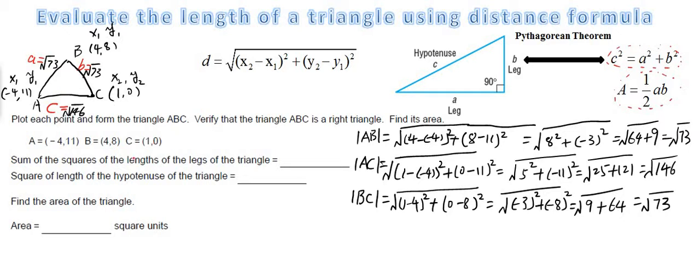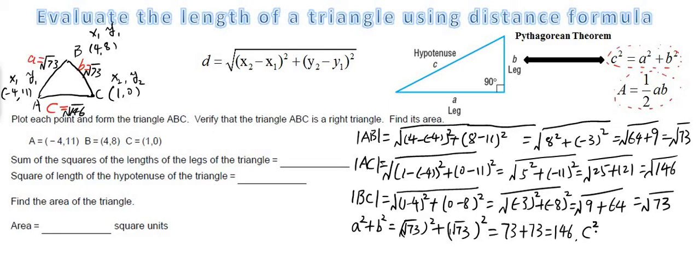Now we can check this formula: A squared plus B squared, whether it is equal to C squared. So we check A squared plus B squared. A is the square root of 73. B is the square root of 73. Right? 73 plus 73 equals 146. And how about C squared? C squared equals the square root of 146 squared, which is 146, right? So that means A squared plus B squared equals C squared.